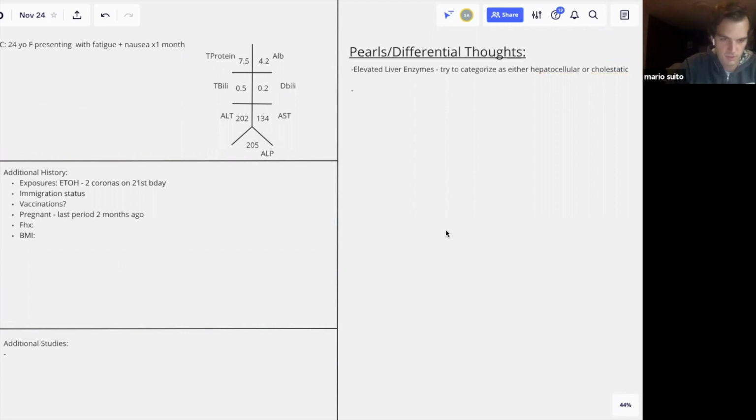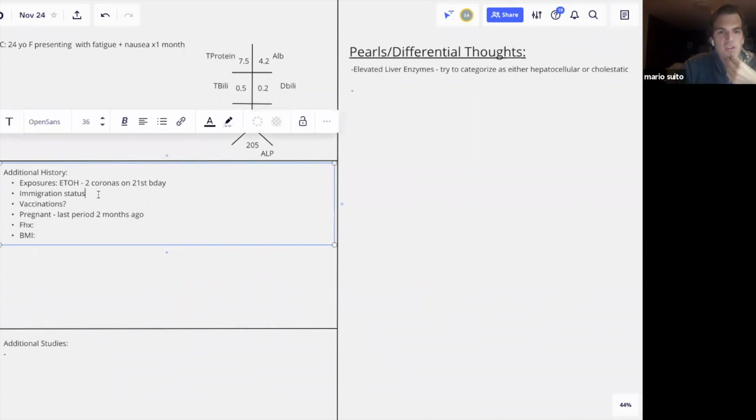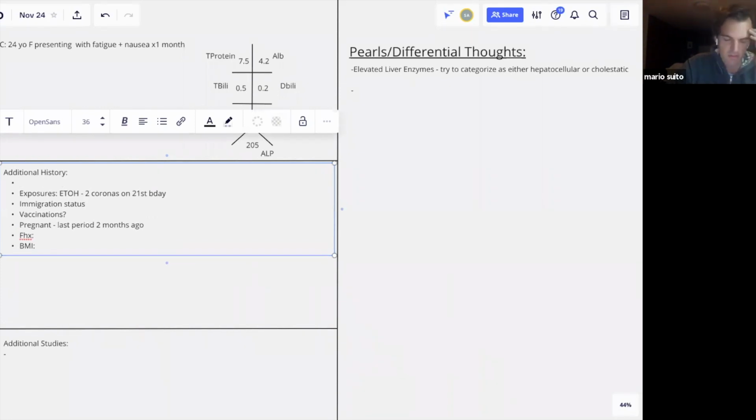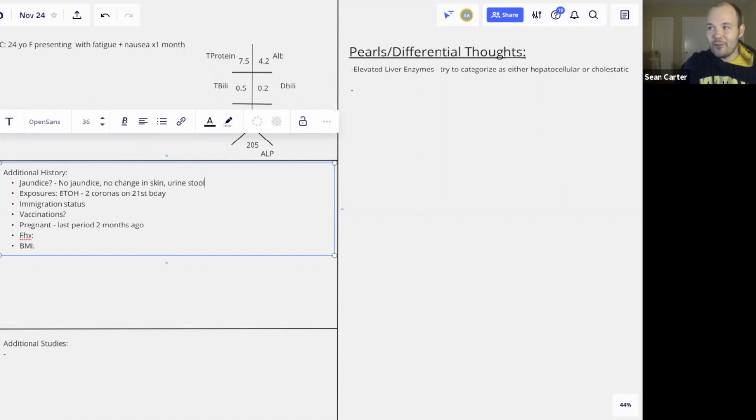Well, besides questions that are already written, I would like to know also the immigration status and vaccinations, but maybe if she's noticed any change in her skin color, like does she notice any jaundice or pallor, or has she noticed some changes in stool color or urine color? Okay. So she hasn't noticed any jaundice at all, hasn't had change in skin, urine, stool. Yeah, you have one more question, Mario, before I turn it over to Dr. Gray.